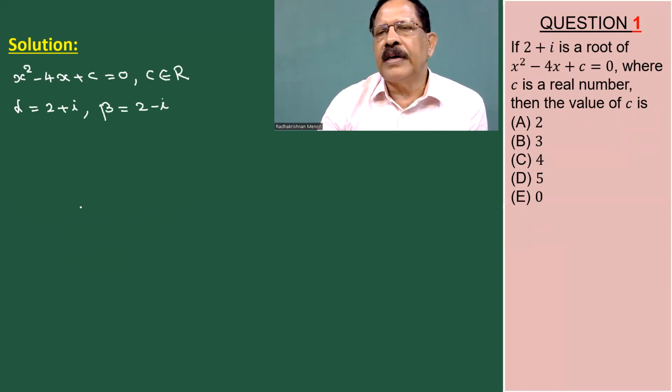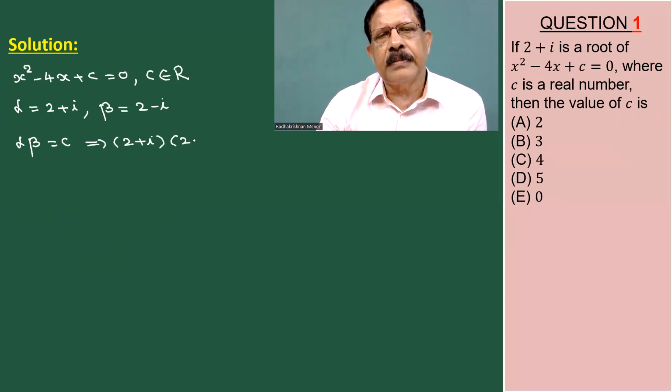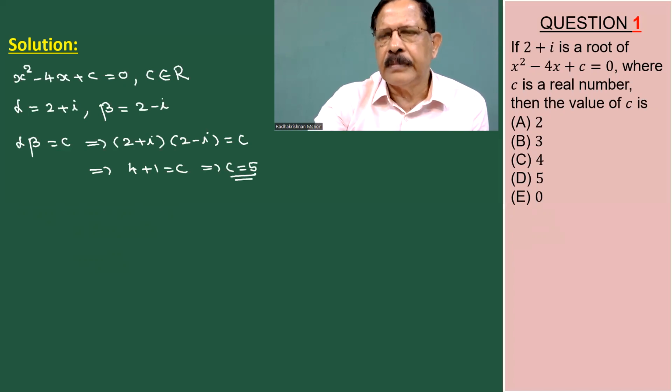You are being asked to find out the value of c, that is the product of roots. Alpha into beta is equal to c, which implies 2 plus i into 2 minus i equal to c. 4 plus 1 is equal to c. C is equal to 5. So that is appearing in option B.